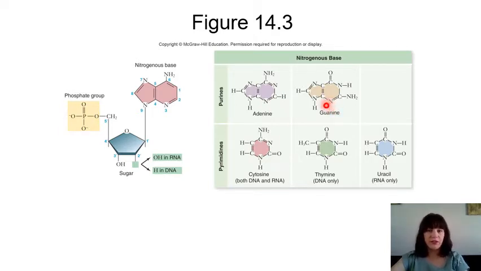Whatever you need to do, you should be able to just know this. Again, you don't need to memorize these structures, but if I gave them to you, you should be able to classify them into purines or pyrimidines. And if I asked you to list all the purines, you should know that they are adenine and guanine.